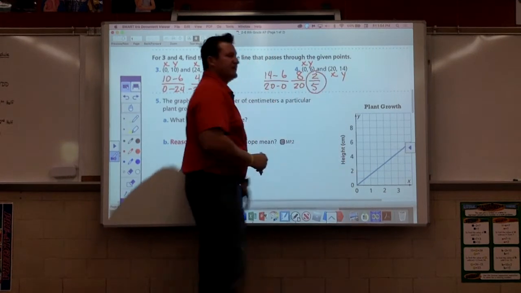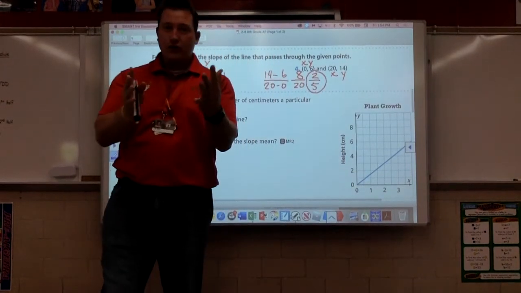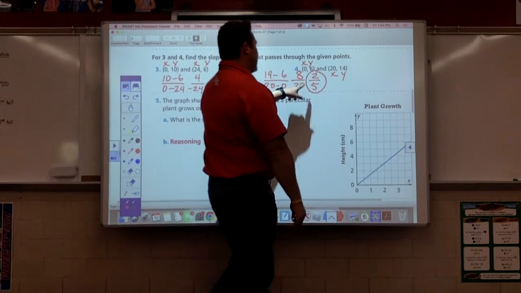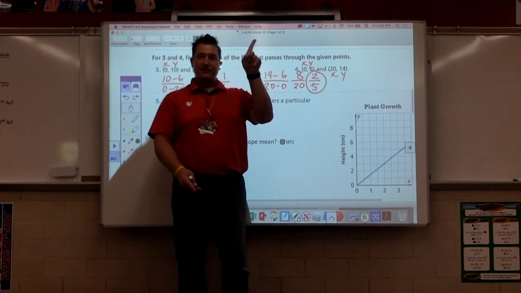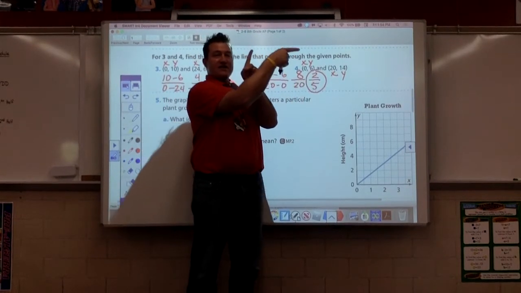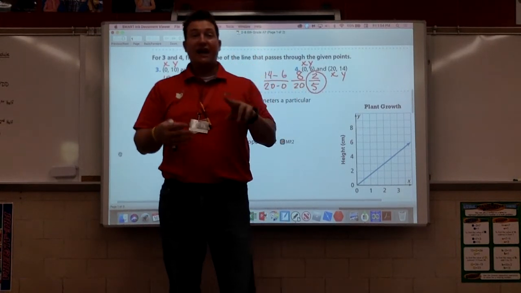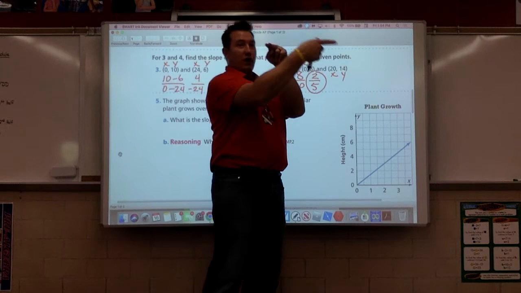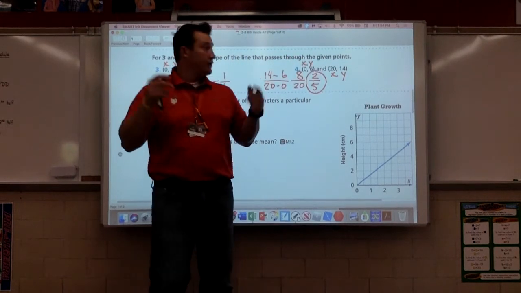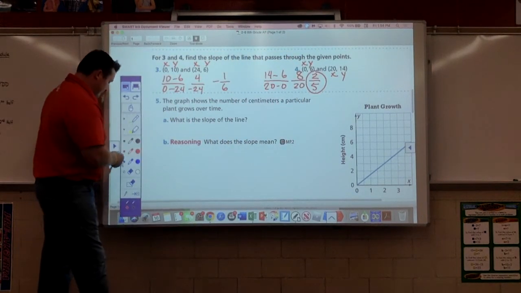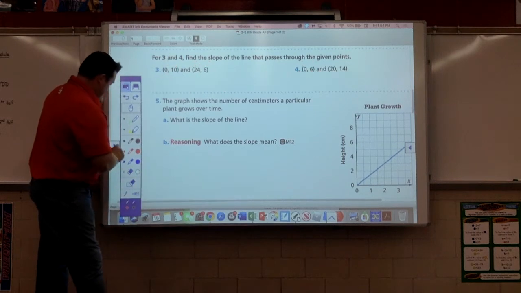2/5. Absolutely. Yes, fractions are cool, guys. Once again, this means rise over run. It rises 2 units and it runs 5 units. That is awesome. And then it repeats that same pattern again. It rises another 2, runs another 5. Okay? I get it. Remember, it's constant. Slope. Good stuff.